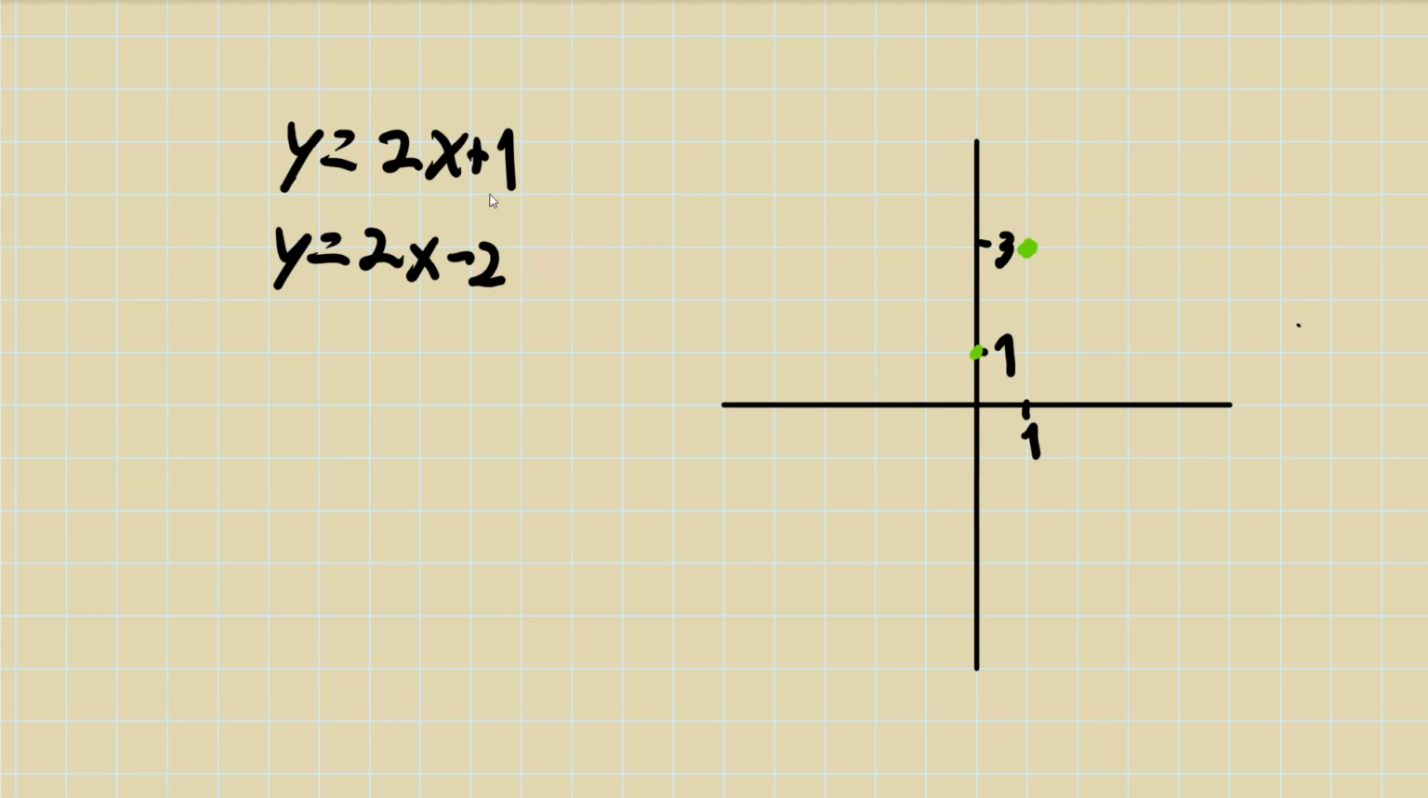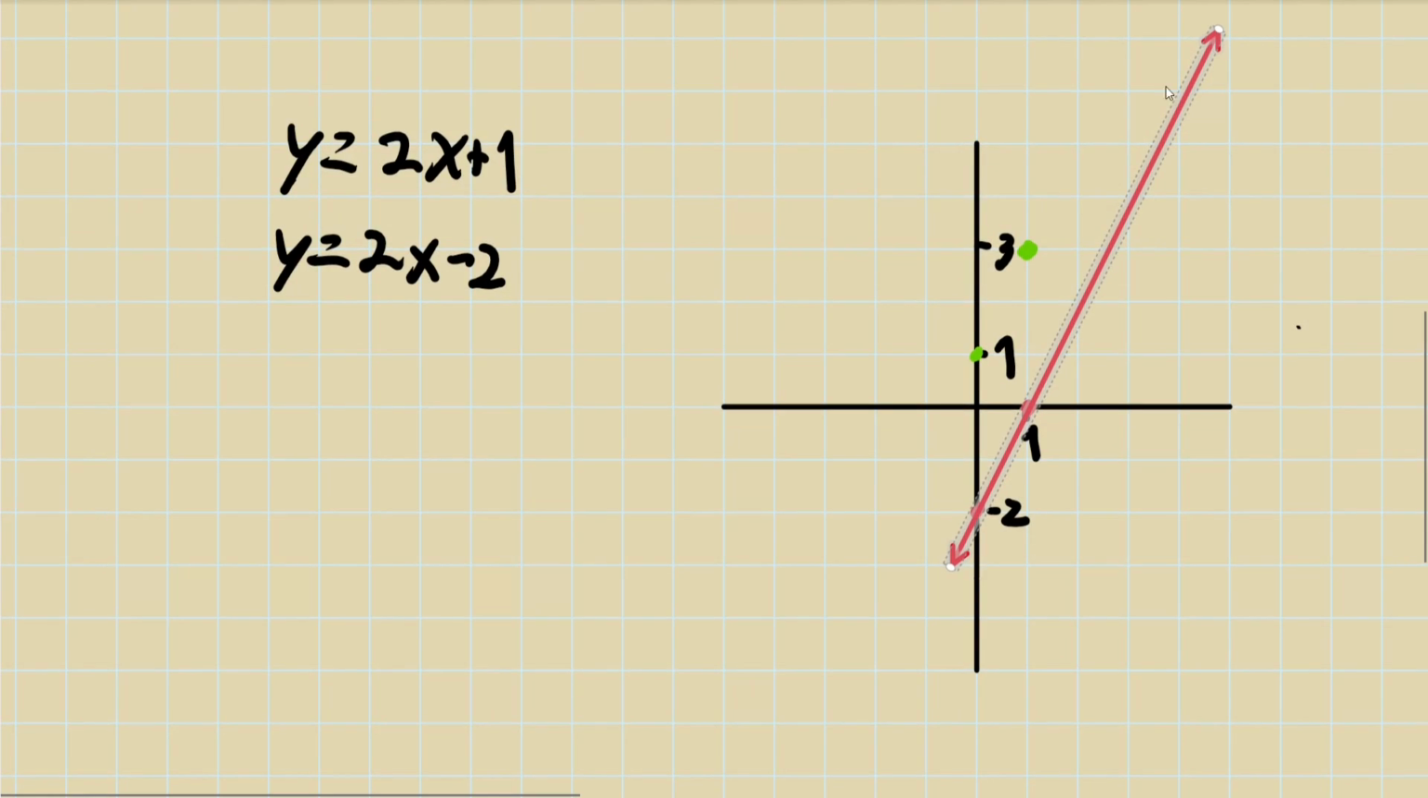And then let's graph this one too. We have 2x minus 2, so our y-intercept is -2. So here at -2, let's put this point. And our slope is also 2, so we go 2 up. So we go to 0 and then 1. So our second point is here. And let's do a line for these two.